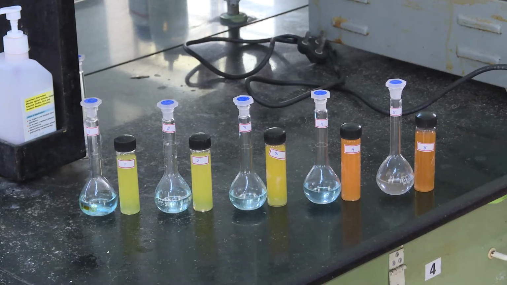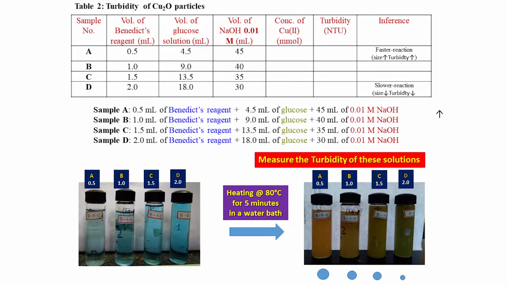So now let's do the second part of the experiment. We are going to make suspended solutions, that is copper oxide nanoparticle suspended solutions, and then we are going to measure the turbidity of that. That's why I'm going to show you soon the turbidometer, how we are going to use it.